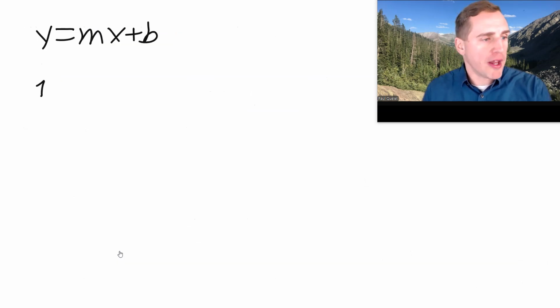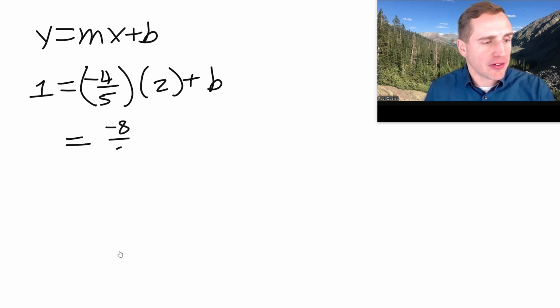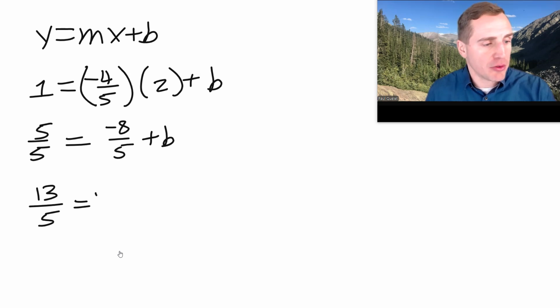So we'll put 1 in for y. We'll put the slope in as negative 4/5. Then we'll put the x value in as 2, plus b. So then 2 times negative 4/5 is negative 8/5 plus b. We need to write 1 in terms of fifths, common denominator. So that's 5/5. So now I think we can add 8/5 to both sides. So we're going to get 13/5 is equal to b.